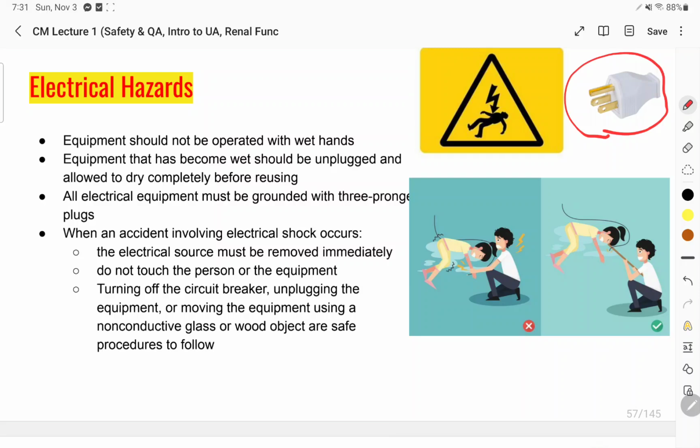So what if someone gets electric shocked? Don't run to your companion and touch them, or you will also be electrocuted. What you should do is remove immediately the electrical source. Do not touch the person or the equipment. If there is a circuit breaker, turn it off so no current flows. Then unplug or move the equipment. Do not use your bare hands. Use non-conductive glass or wood, because wood does not conduct electricity.